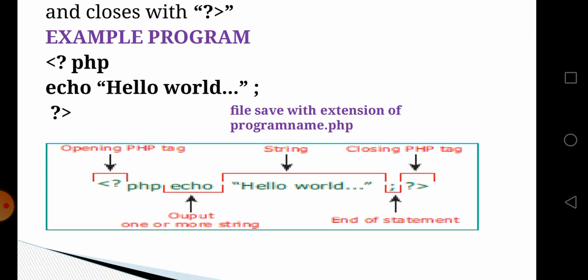See the example. <?php is the opening tag. The echo command is used for output, and what is inside the double quotes is a string. The semicolon denotes the end of the statement, and ?> is the closing tag of PHP.